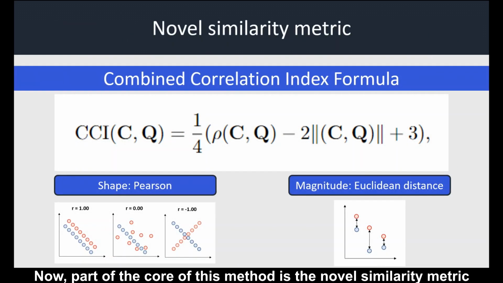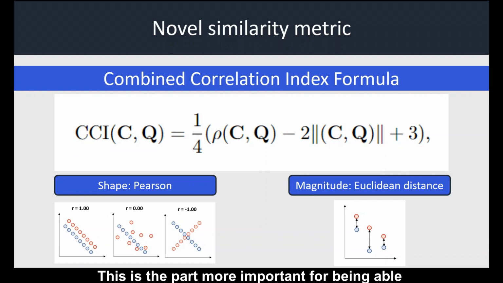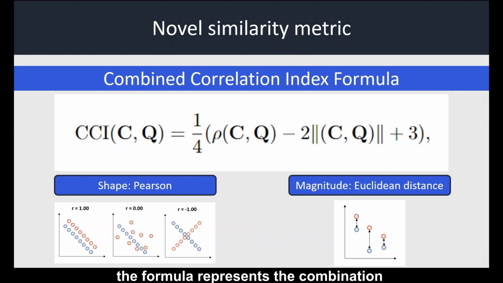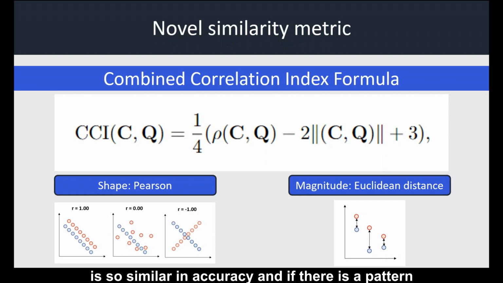Now, part of the core of this method is the novel similarity metric. Along with this metric, it's possible to create a correlation among the data and compare it to the target. This is the most important part for being able to detect the nearest neighbors. This metric uses Pearson's correlation and the Euclidean distance. The formula represents the combination of these metrics to create a new one, which is capable of evaluating how similar the data of each window created is in accuracy, if there is a pattern, and how far the window is from the target.